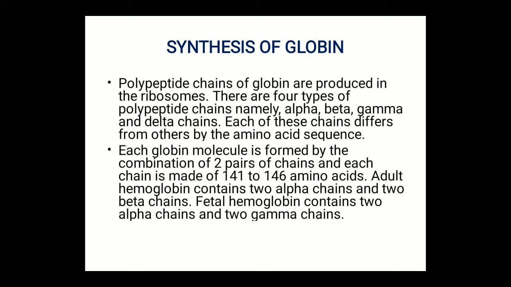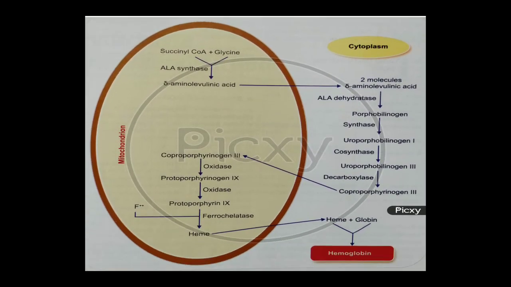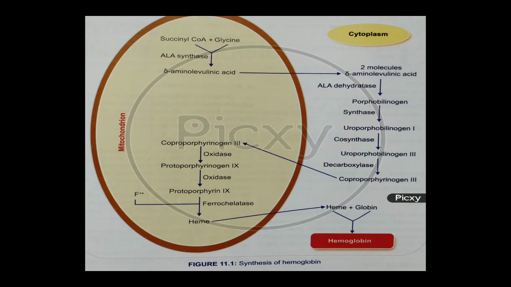Adult hemoglobin contains 2 alpha chains and 2 beta chains. Fetal hemoglobin contains 2 alpha chains and 2 gamma chains. This is the structure of hemoglobin synthesis. Two molecules of succinyl-CoA plus glycine, in the presence of ALA synthase, convert to delta-aminolevulinic acid, ALA.